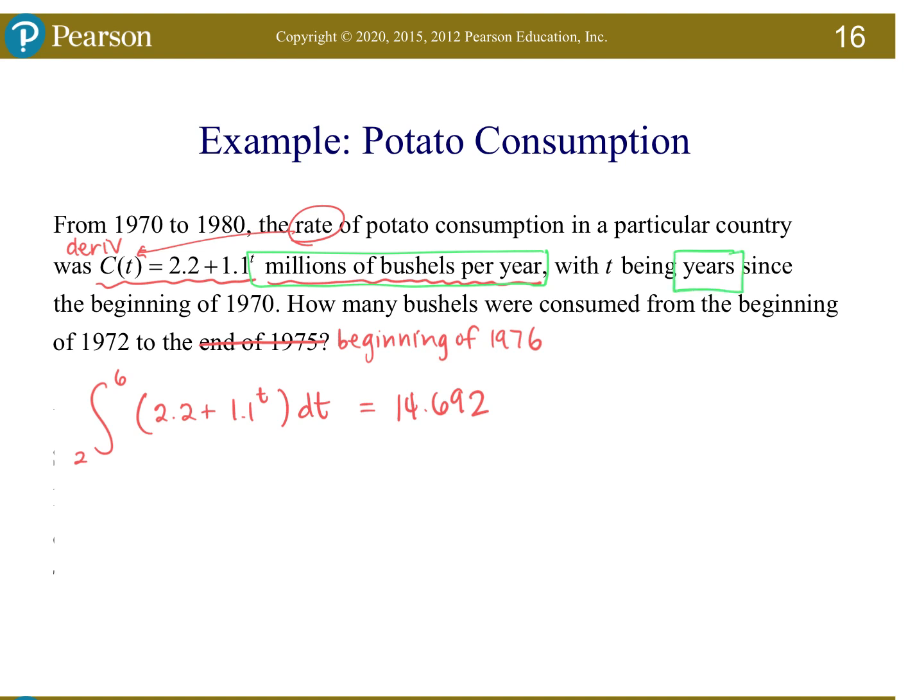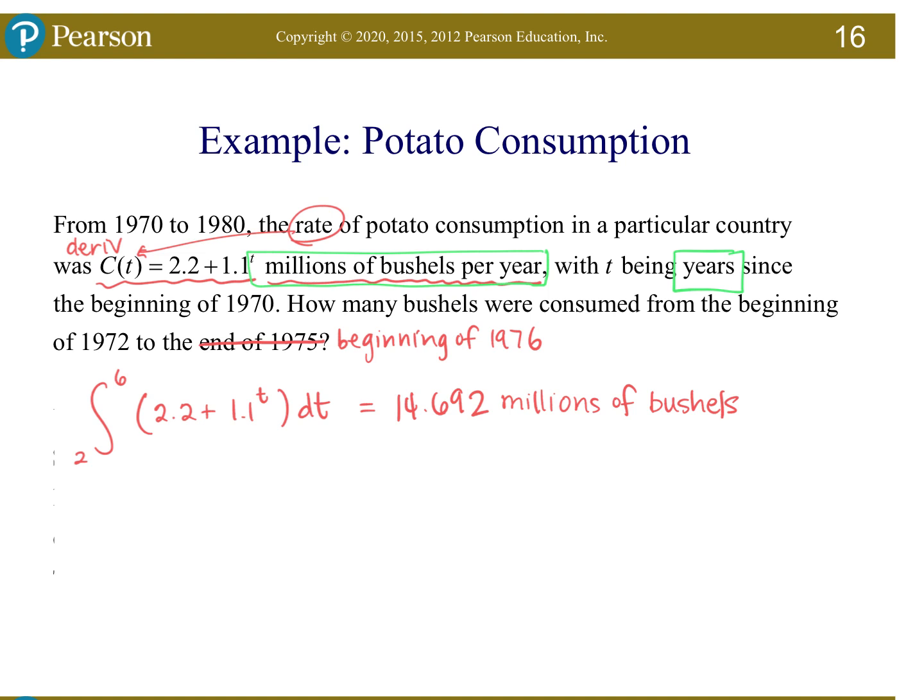So if we combine those with multiplication, what is left to be the unit on the total? Millions of bushels. It's not just 14.7 bushels. It's 14.7 millions of bushels. So make sure your units are accurately representing.